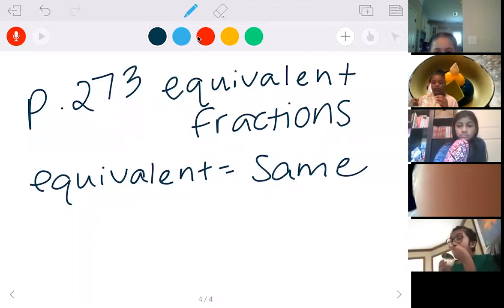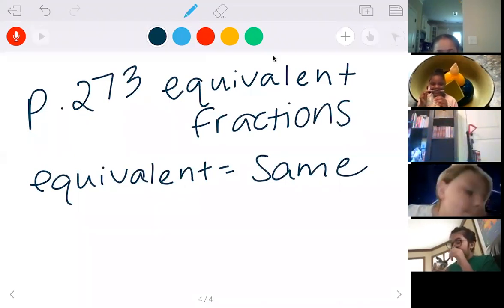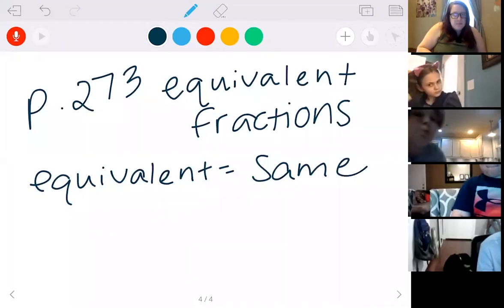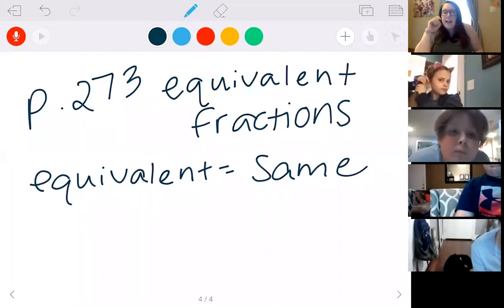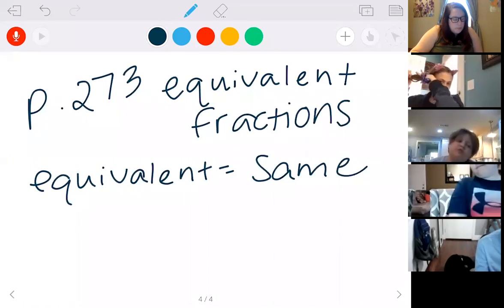All right, so what we're going to do today is equivalent fractions. Look at page 273 with me. This is a good little chart. I like this chart a lot because it shows you which fractions are equal to other fractions. And this is something even in 5th grade I have them use. I printed out one for them and they used it when we were still in school.